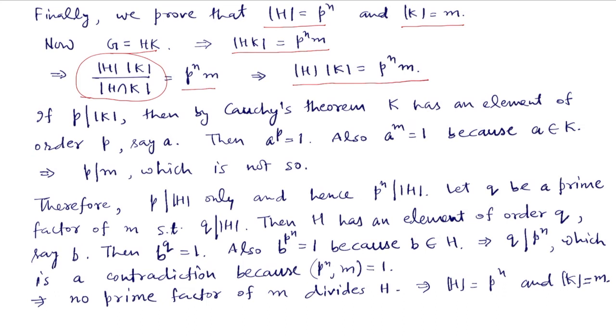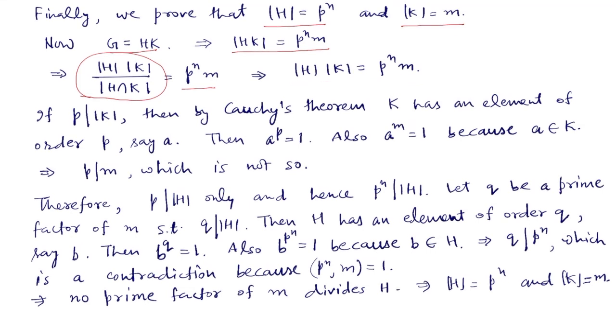Now we have to show that order of H is p to the power n and order of K is m. So to show that order of H is p to the power n and order of K is m, it is sufficient to show that order of H is p to the power n. That will automatically show that order of K is m.